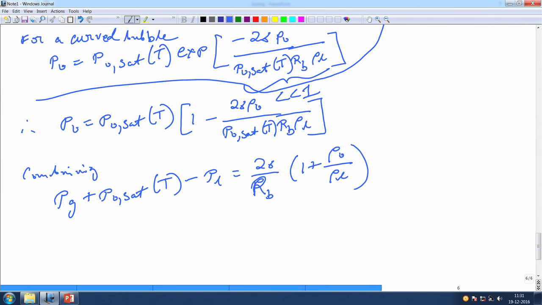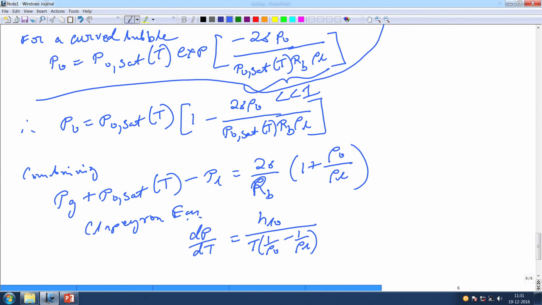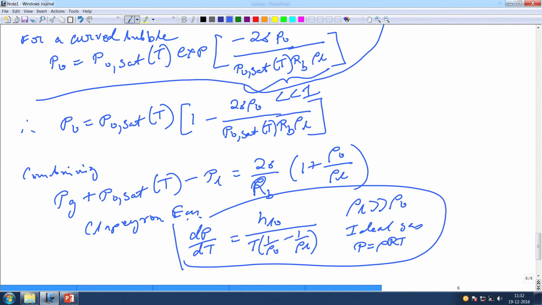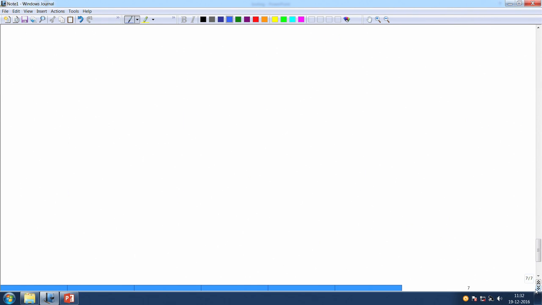Okay. Now, we already can make use of the Clapeyron equation, which gives you basically dP by dT, if you recall, HLV by T into 1 by rho V minus 1 by rho L. Now, you know that rho L is much greater than rho V, and you can also invoke the ideal gas assumption rho equals P by RT. So, combining all this will give you dP by P is equal to HLV divided by RG T square dT. Let us call this equation 1. It will come in handy later.